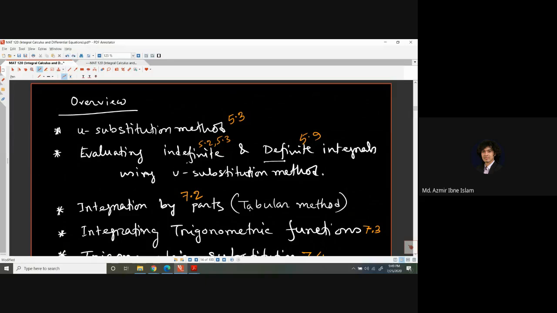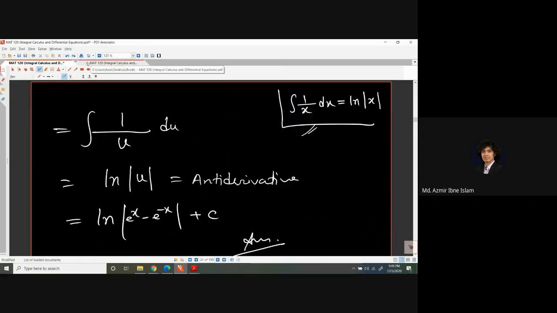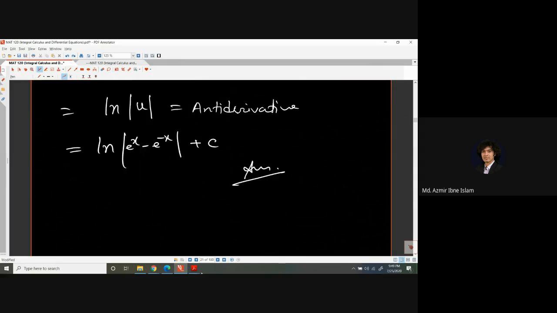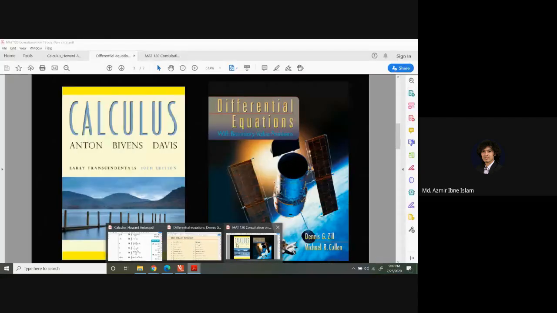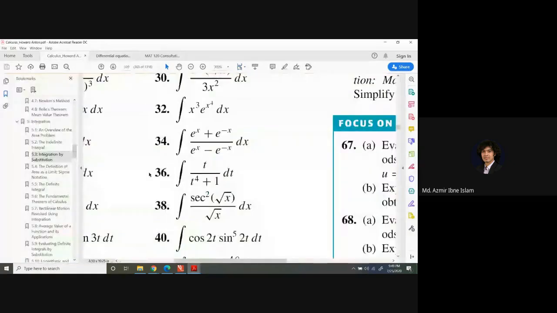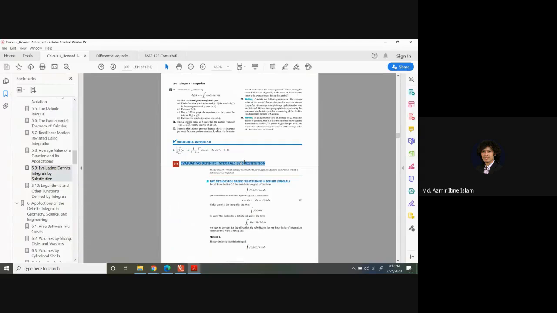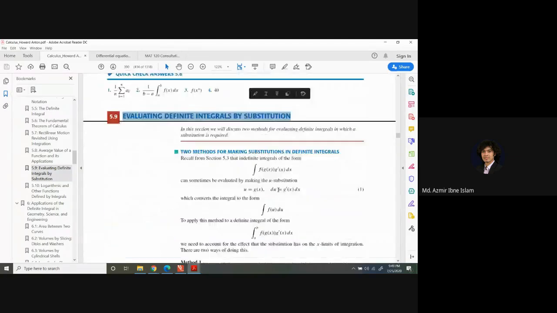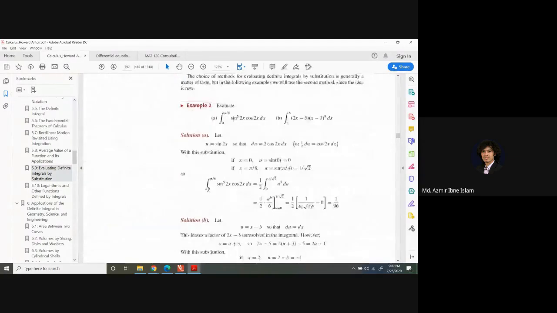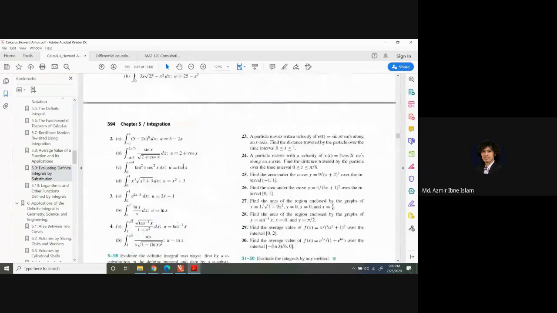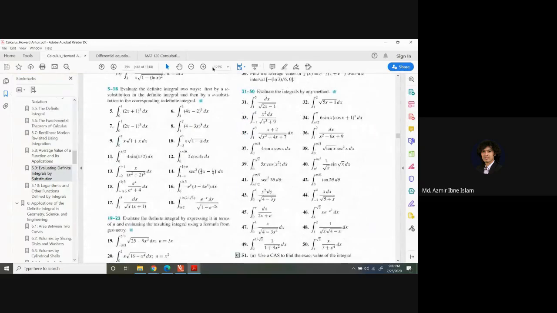Let's take one example from definite integrals, and you will find the definite integral concept in section 5.9. So again, let's take one example from section 5.9. This time that problem should be for definite integrals. 5.9, evaluating definite integrals by substitution method. Okay, so again, the substitution method will be helpful. So let's take one random problem from here.